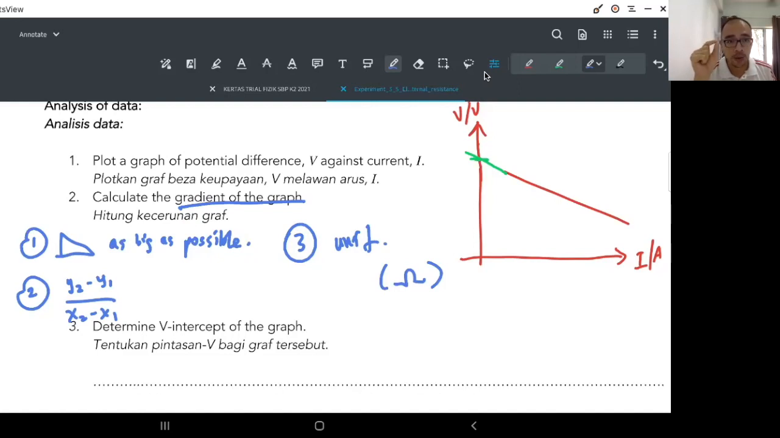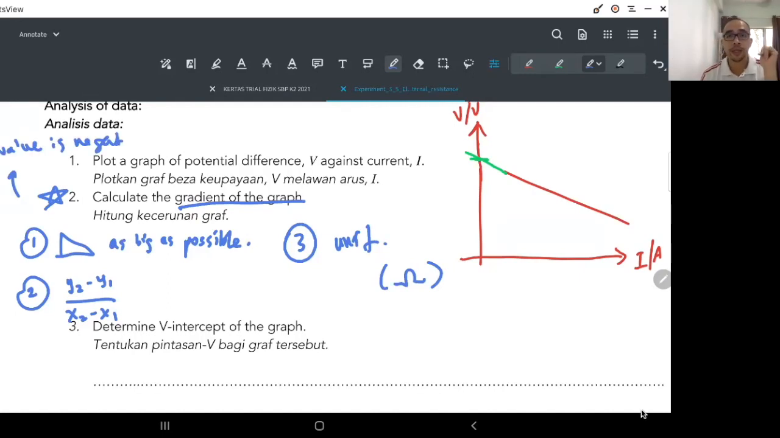Now, because of the shape of the graph, and if you can star this, the value is negative. Not to say most likely, definitely. You will definitely get a negative value for the gradient of the graph, which is because of the shape of the graph. And it's okay, don't worry about this. The shape of the graph is negative, so you will definitely get a negative gradient value.